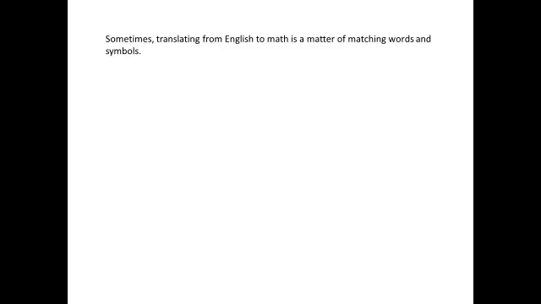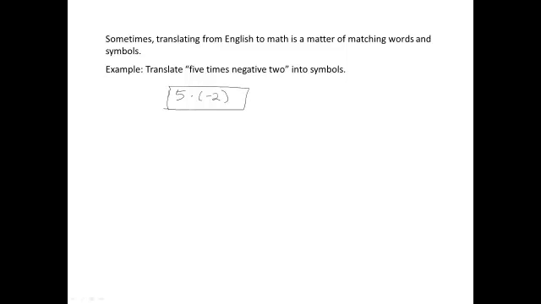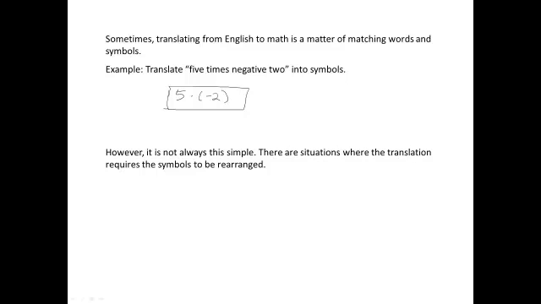Sometimes translating from English to math is a matter of matching words and symbols. For example, translate 5 times negative 2 into symbols. If you just read it going across, 5 times negative 2, you get it correctly. However, it's not always this simple. There are situations in which the translation requires symbols to be rearranged.